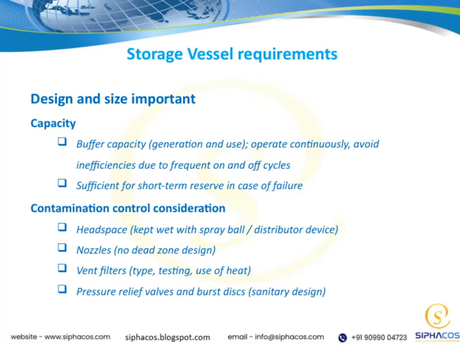When we consider design and size, these aspects are absolutely crucial for ensuring a reliable and efficient process. First, let's talk about capacity. It's important to have the right buffer capacity, meaning the ability to generate and use materials without interruption. Operating continuously is key here, as frequent on and off cycles can cause inefficiencies, so designing for steady operation helps maintain optimal performance.